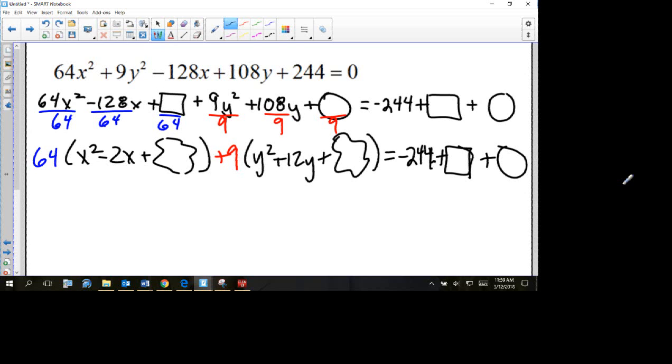All right, so what do we do? Negative 2 divided by 1 squared. That gives me 1. But to the other side, I don't add 1. What do I add? 64 times 1, so 64. And then for the y's, we will divide 12 by 2 squared, you get 36. Multiply that by 9 to get 324 to add to the other side.